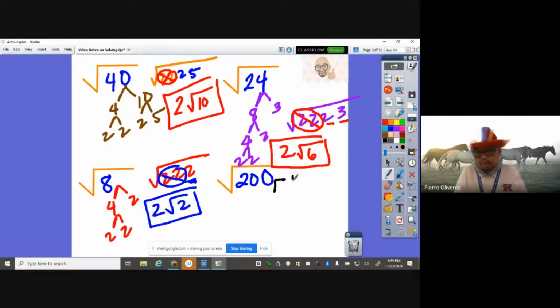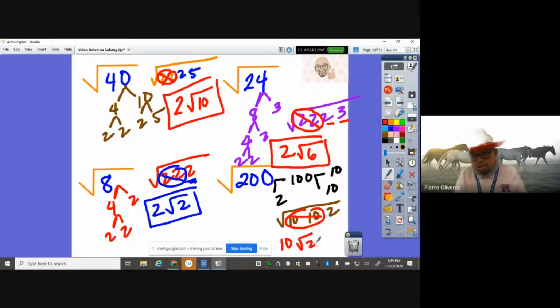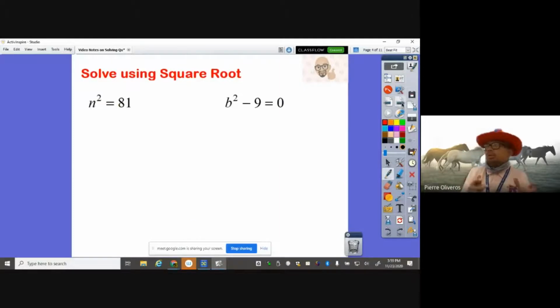200 can be broken into 100 and 2, and 100 can be broken into 10 and 10. And since we know that's a pair already, you can have 10, 10, and 2. So since we have a pair of 10 here, that crosses out, so 10 square root of 2. And that's the exact answer, or simplified radical, of the square root of 200. Move on. So now, since we know how to simplify radicals, let's apply it in solving using square root.